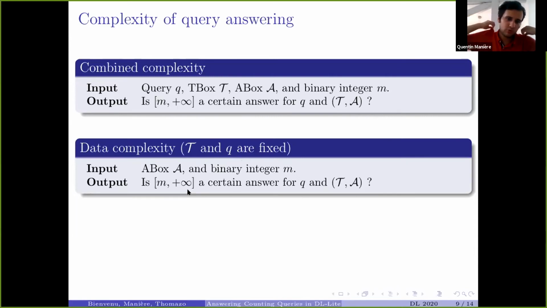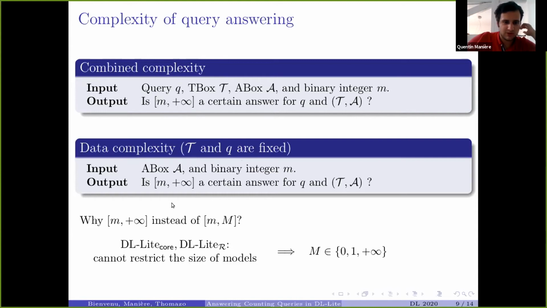Here you may wonder why I'm talking about this kind of intervals, m plus infinity, instead of any interval as I mentioned before. And the reason is that with the 2 dialects we're considering, the axioms cannot restrict the size of models, which means that the values for the upper bound are either 0, 1, or plus infinity. And only plus infinity is a non-trivial case. So that's why we're considering it in here.